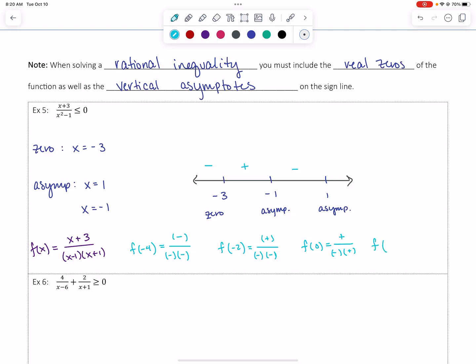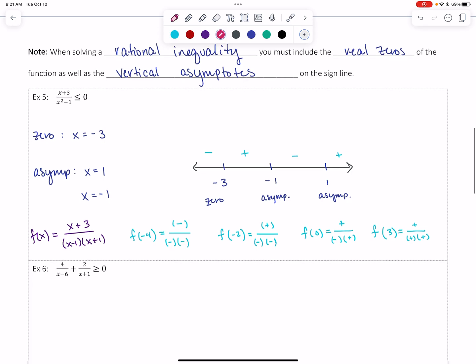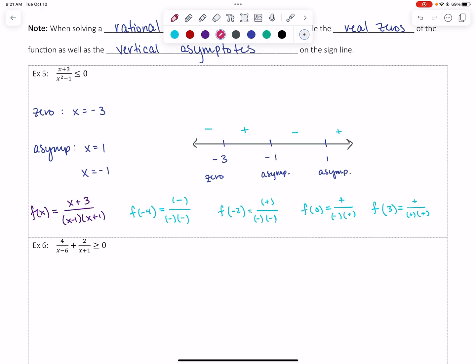And let's do f of 3. Again, just looking for what sign we have, positive or negative. We're going to have a positive over a positive over a positive, all positives. And that's how you get your sign on there. But when you're answering this, you want to make sure that you're not including your asymptotes. For example, with my 0, I know that I'm able to use a bracket because it's including it. So it's 0, but with my asymptotes, I'm going to make sure I'm using parentheses here.